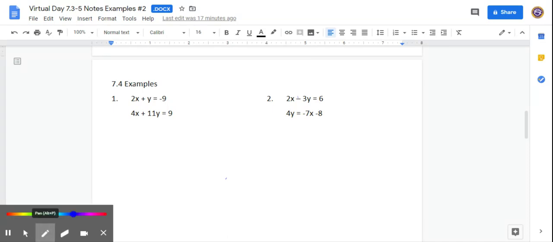Okay, so for example, let's look at number 1 in 7.4. You have 2x plus y equals negative 9. You have 4x plus 11y equals 9.